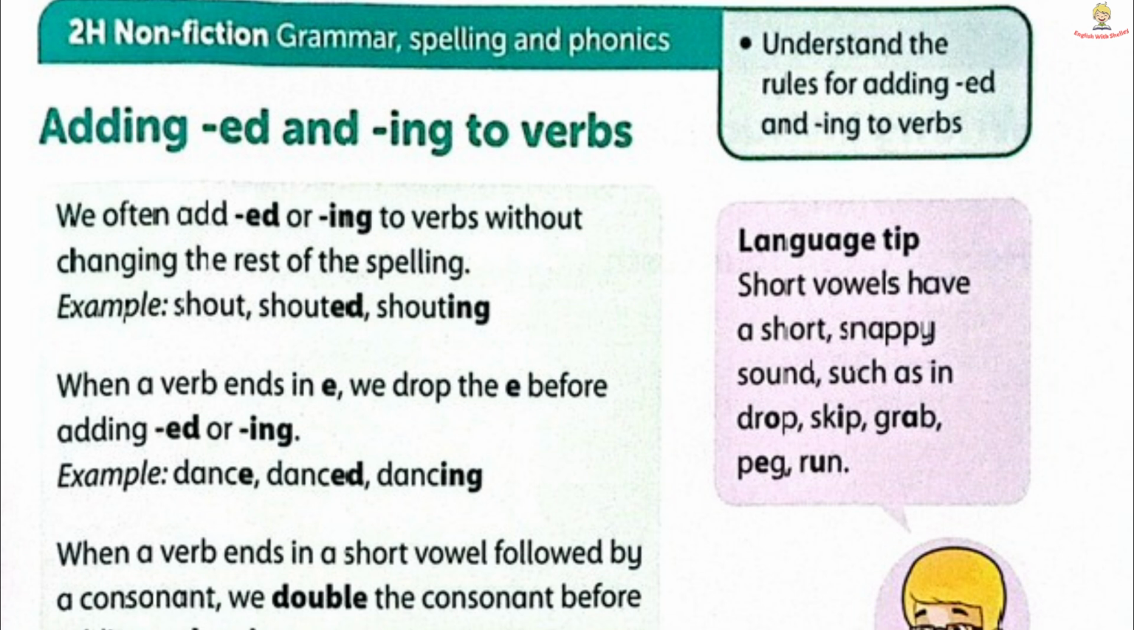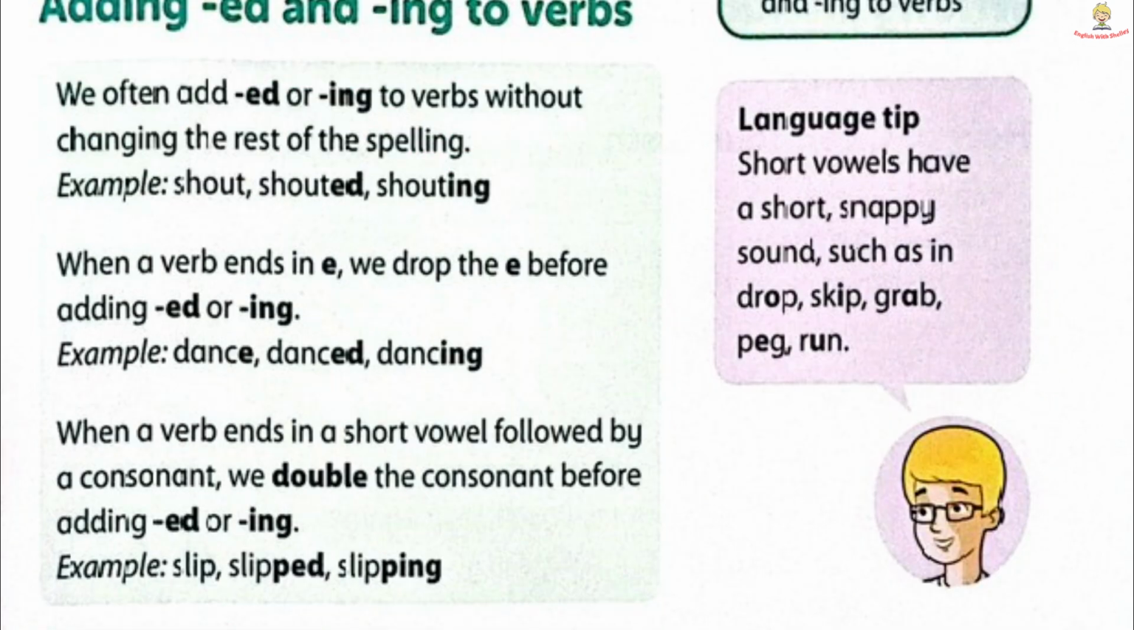Second one is when a verb ends in e. So when any verb ends with the letter e, we drop the e before adding ed and ing. So we drop e and then we add ed and ing. Like dance. So this is a root word and it ends with the letter e. So we drop the e and then add ed and ing, so it makes danced and dancing.